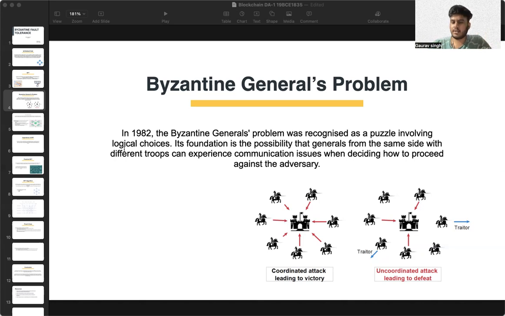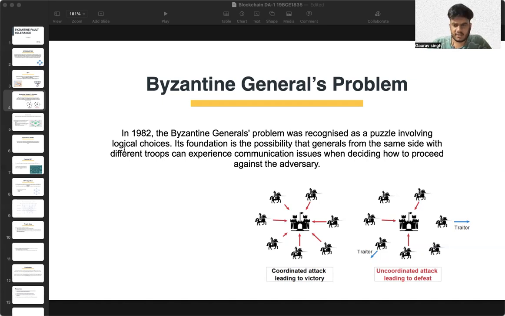Or the system on the network should not lead to a 51% attack at any point, because if there's a 51% attack at any point of time, it would favor one side. The majority of the favor could be on the traitor side or the victory side.